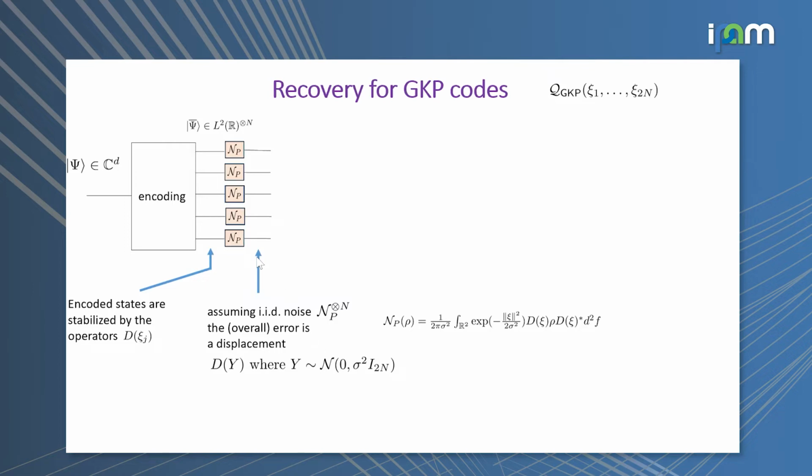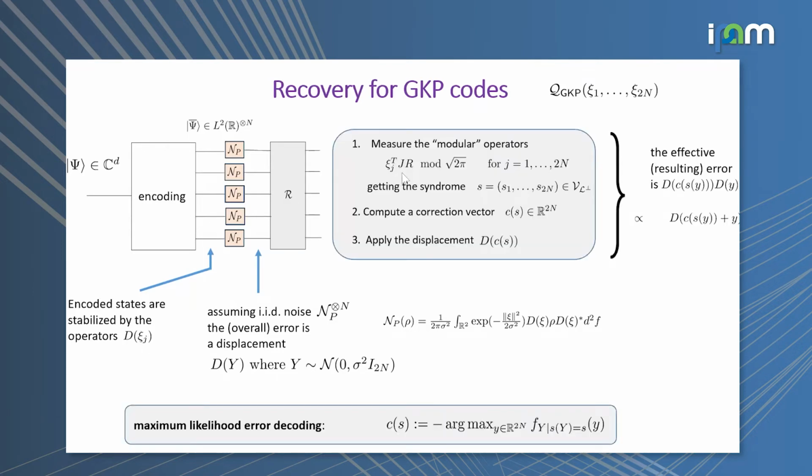Okay, so to recover from this noise, we're basically going to measure the stabilizer generators, or equivalently, you can just measure the exponents. So these turn out to be commuting operators. Q and P don't commute, but Q modulo square root of 2 pi and P modulo square root of 2 pi commute and can be measured. And when you measure this, you actually get a syndrome which depends deterministically on this displacement y.